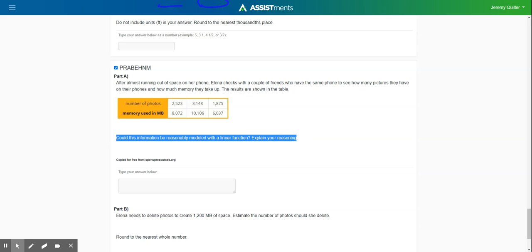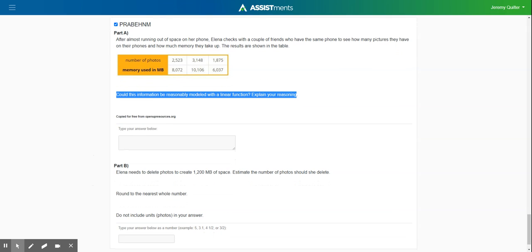I'm going to have you look at the next problem, preview that next problem. It says Elena needs to delete photos to create 1,200 megabytes of space. Estimate the number of photos she should delete. Having a look at this question should give you a preview that yes, this is a reasonable amount that's modeled here. But in order to understand this, we have to recognize a couple pieces of data.